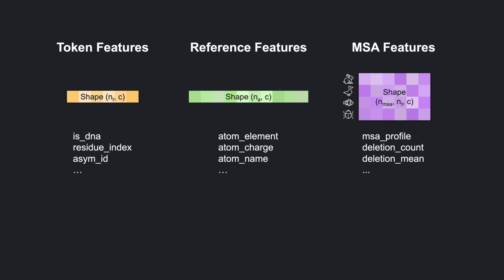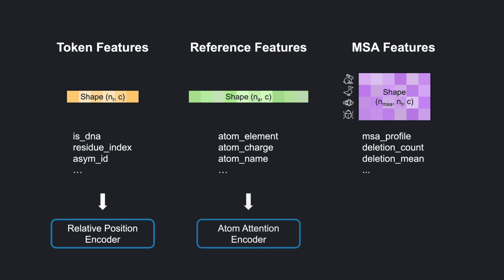Throughout AlphaFold, the token features will be turned into relative position encoding, similar to how we would encode the position of a word within text for a large language model. The reference features are processed by the atom attention encoder, which wrangles the atom dimension into a token dimension, and the MSA features are entering the model through the MSA module. These steps will be exactly what we'll do in the next video. Now for the token features.